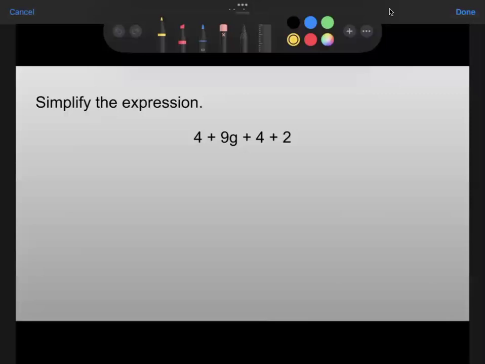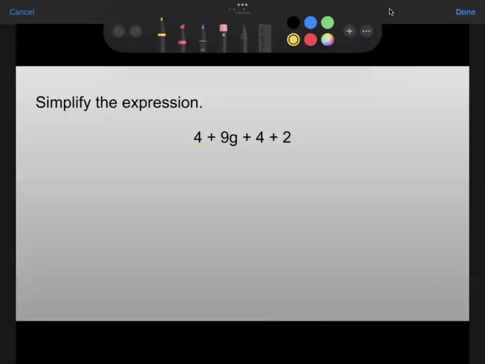Okay, so let's do some practice problems with this. Here's our first one. It's 4 plus 9g plus 4 plus 2. So first thing I want to do is go through here and underline or identify my like terms, because I don't see any parentheses, so we won't be using the distributive property here.